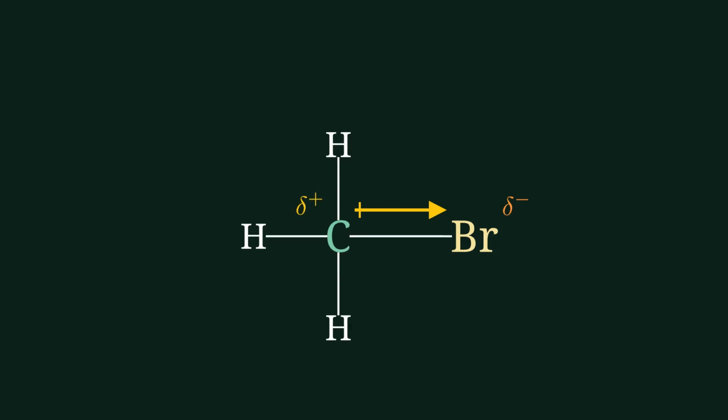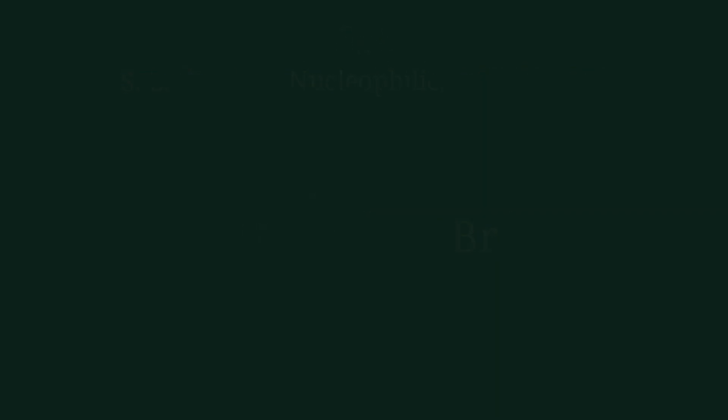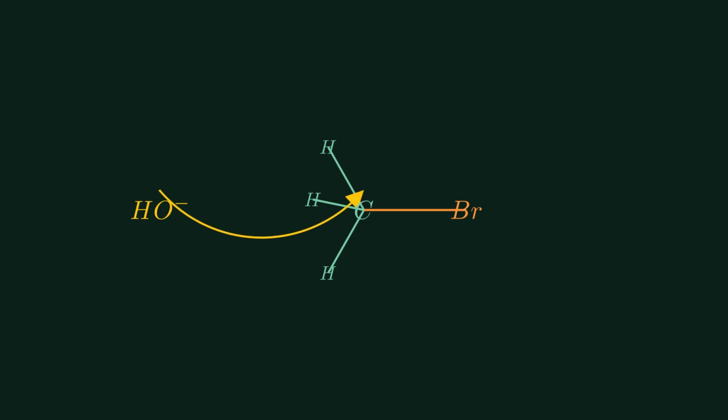And here's the key insight. This reaction follows an SN2 mechanism. SN2 stands for substitution, nucleophilic, bimolecular. Watch what happens next. The negative oxygen doesn't wait for the bromine to leave. Instead, it attacks from the exact opposite side of the bromine atom.